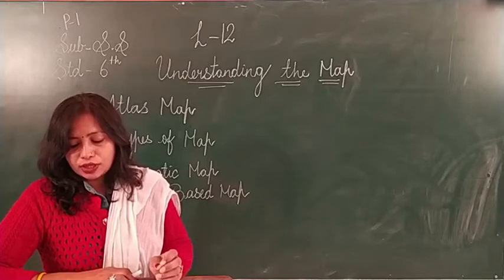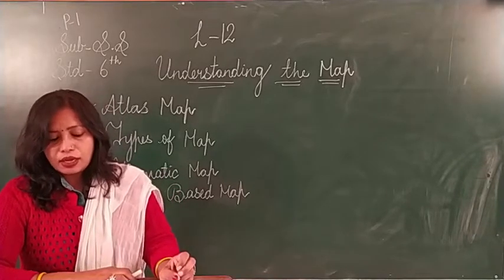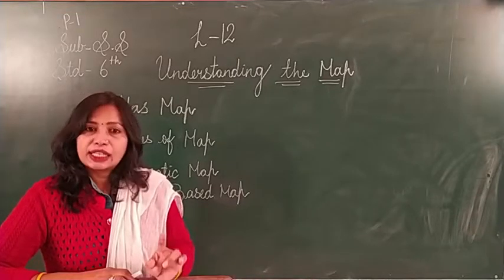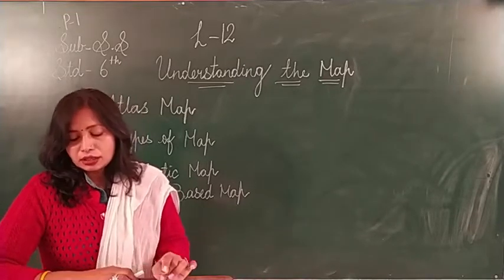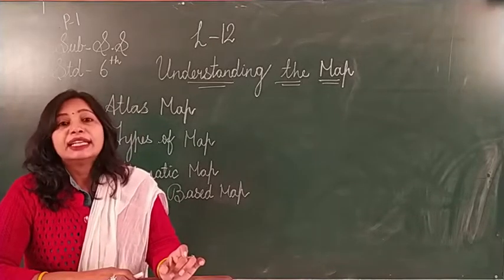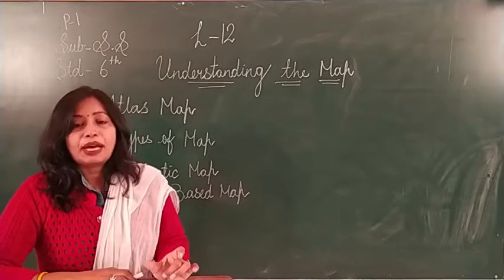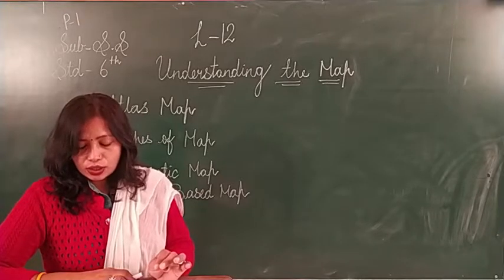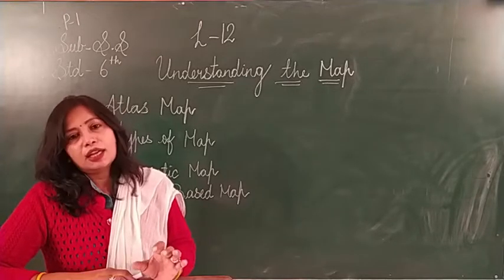Now, the map word is derived from the Latin word mappa mundi. So map word is derived from the Latin word. This thing you have to remember that map word is derived from the Latin word mappa mundi, and the meaning of it is the piece of cloth that can be held in the hand.